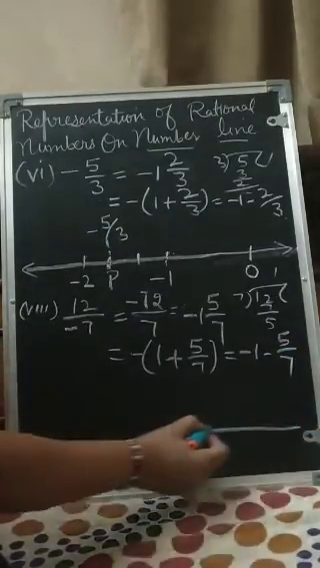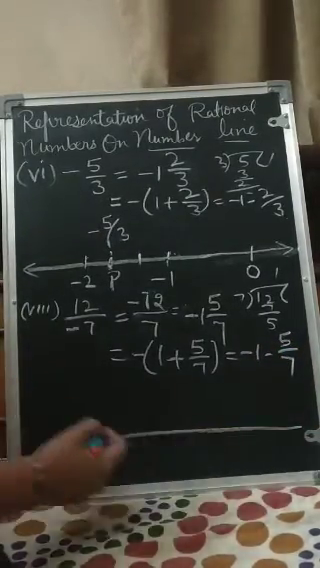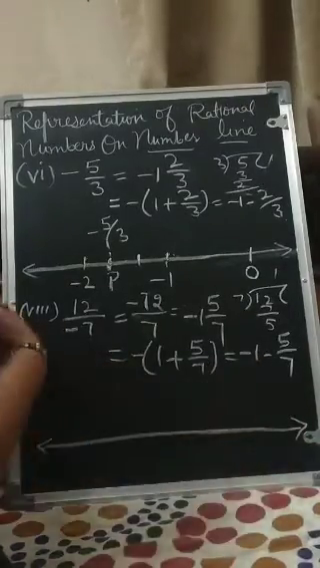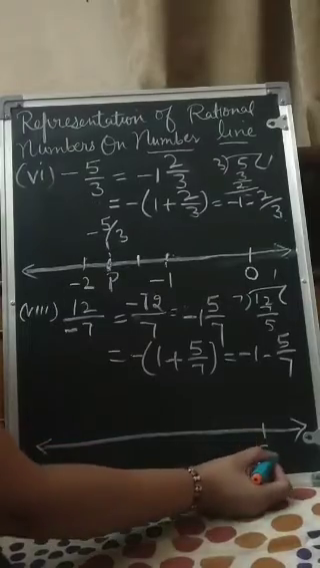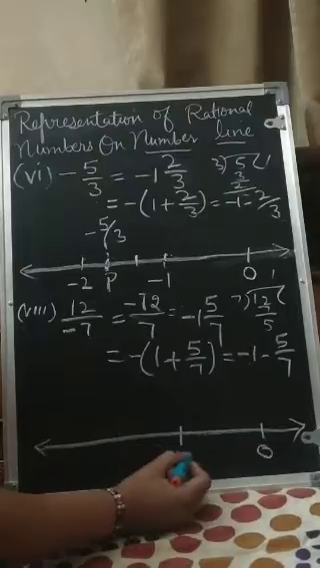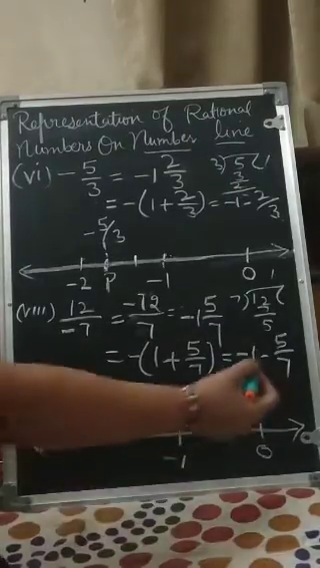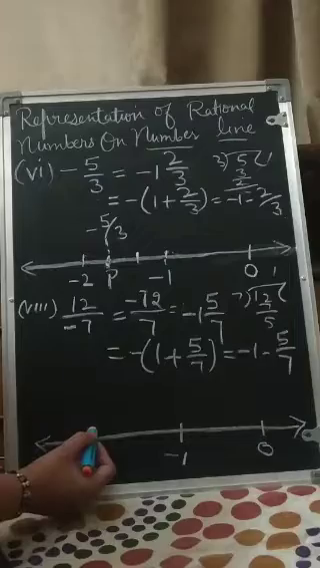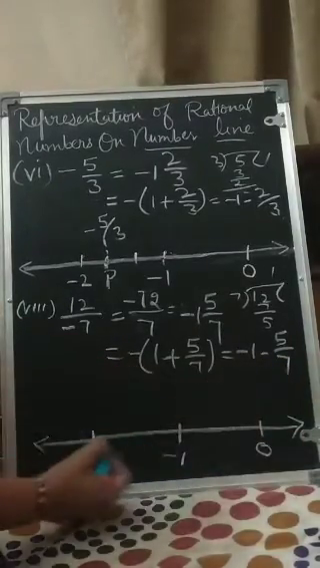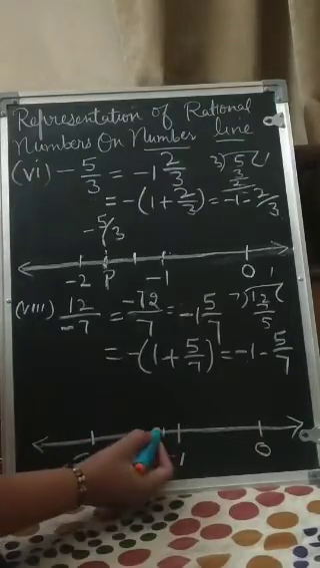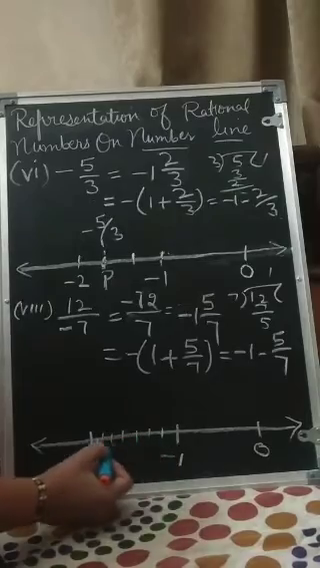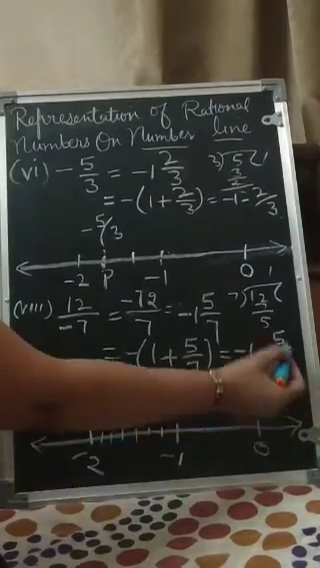Now we will represent it on the number line. Your number line should be very straight. Do it with a scale. Afterwards it is minus, that means we will go to the left side. It is 0. -1 can be here. Take the distance in any way, but it should be the same. Afterwards, if we are taking -2 here, now divide it into 7 parts. 1 2 3 4 5 6. This distance should also be equal. Now out of 7, 5 is there.